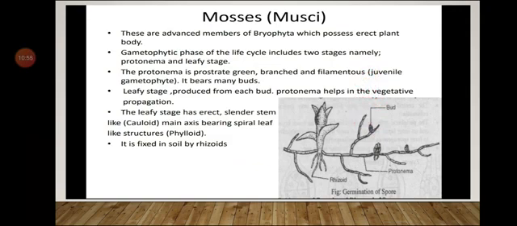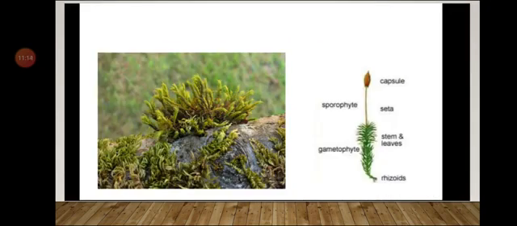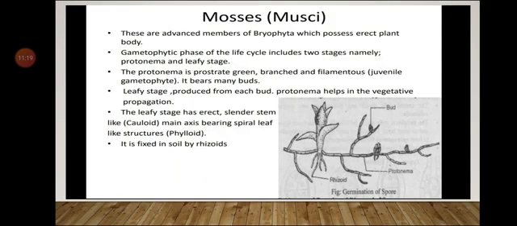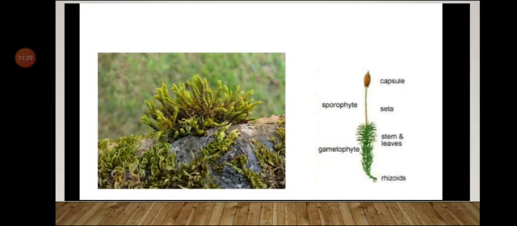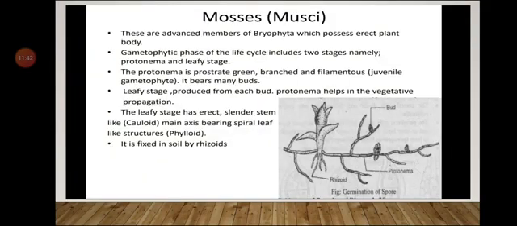The gametophytic phase of the life cycle includes two stages. Mosses produce two stages, namely the protonema stage and the leafy stage. Protonema is prostrate, green, branched and filamentous. Prostrate means flat, and filamentous means thread-like structures. This is the protonema stage, which is flat, green, prostrate and filamentous.